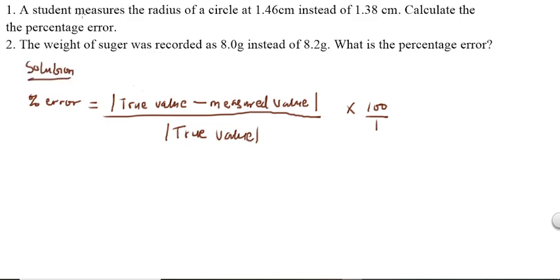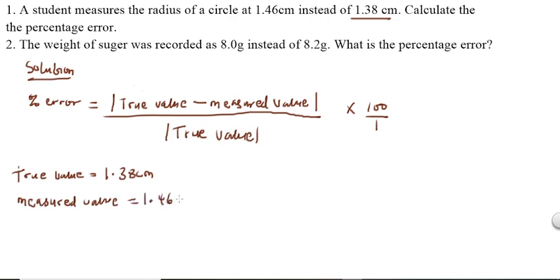So for the first question, we're told that a student measures the radius of a circle at 1.46 centimeters instead of 1.38 centimeters. Calculate the percentage error. Now from this question, it is clear that the true value of the radius of the circle is 1.38 centimeters. And then we are told that he actually measured the circle radius to be 1.46 centimeters. So that means the measured value is 1.46 centimeters.